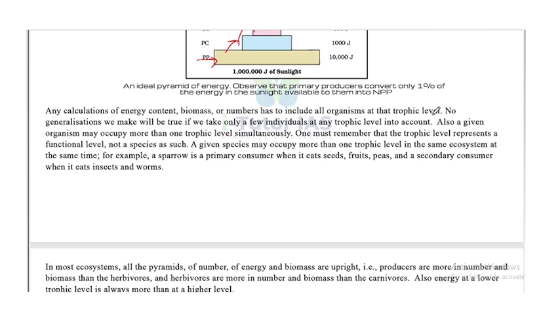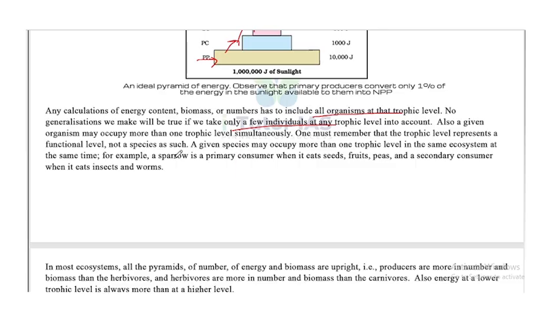Any calculations of energy content, biomass or number has to include all organisms at that trophic level. No generalization we make will be true if we take only a few individuals at any trophic level into account. So it will be true only when we take all organisms in that trophic level into account. But if we take only very few, then we will not get the correct data.